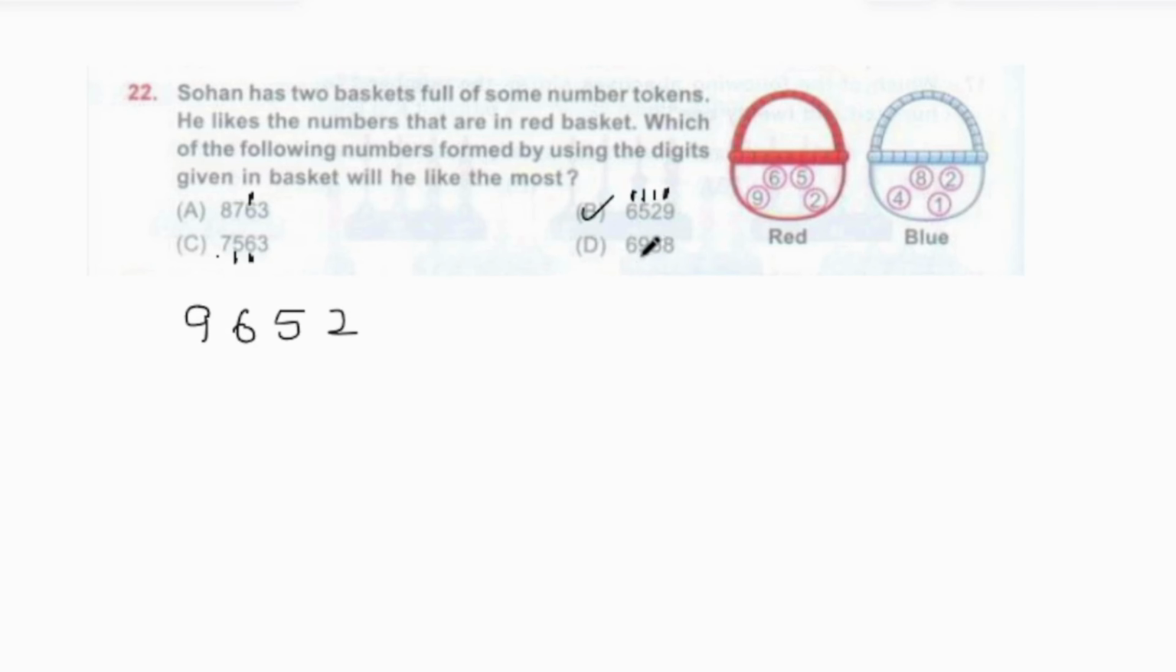Now let's go to option D. 6 is there in the red basket, 9 is there in the red basket, 5 is there in the red basket, but 8 is in the blue basket. So here you have 3 red baskets, 2 red baskets, 1 red basket, and option B has all the 4 numbers that are present in the red basket. Sohan will definitely like the option B with all the numbers that are present in the red basket.